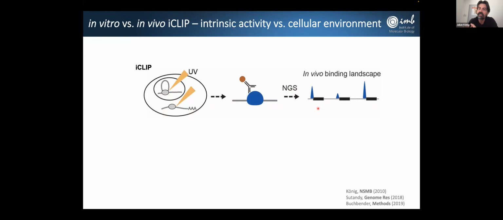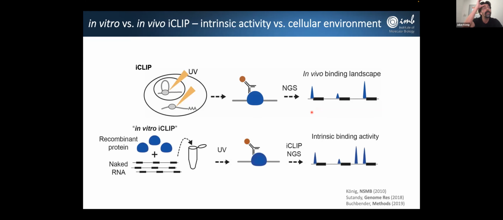So how does a certain splicing factor act inside cells in the context of a lot of other RNA binding proteins? This is, of course, very powerful information, but sometimes it's also difficult to deconvolute this data because we don't know, is a protein going to a binding site on its own, or is it maybe brought there by another factor? And to investigate this, we developed in our lab an approach that we call in vitro iCLIP.